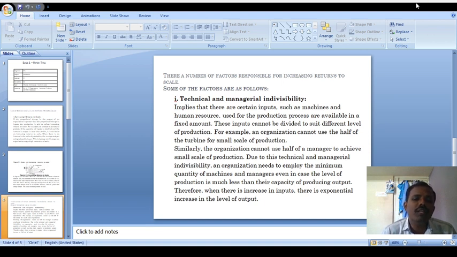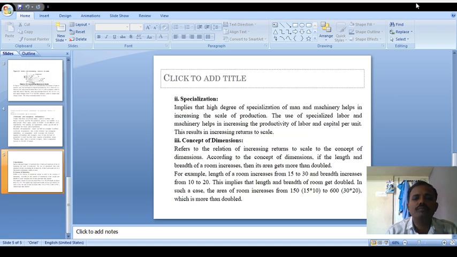Therefore, when there is an increase in inputs, there is an exponential increase in the level of output. So one of the important factors is technical and managerial indivisibility. When inputs increase, there is an exponential increase in output.